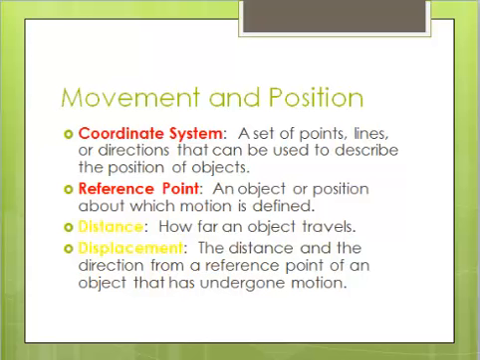Distance is described as how far an object travels. So distance does not relate to direction. It's just how far an object traveled. Displacement, on the other hand, is the distance and the direction from a reference point of an object that has undergone motion. So with displacement, you have to add in that direction. And there is a difference between distance and displacement that we are going to look into a little bit deeper.